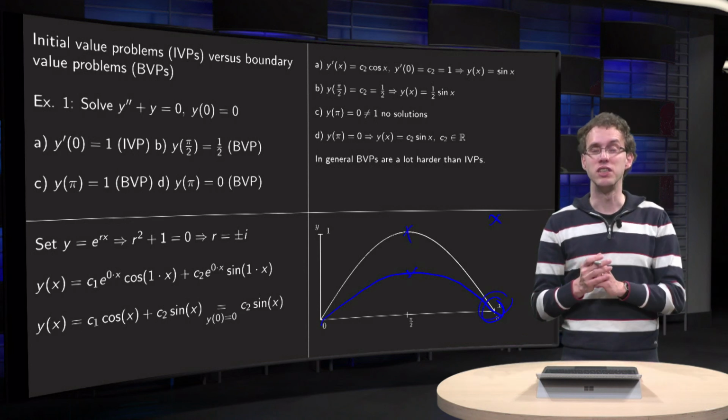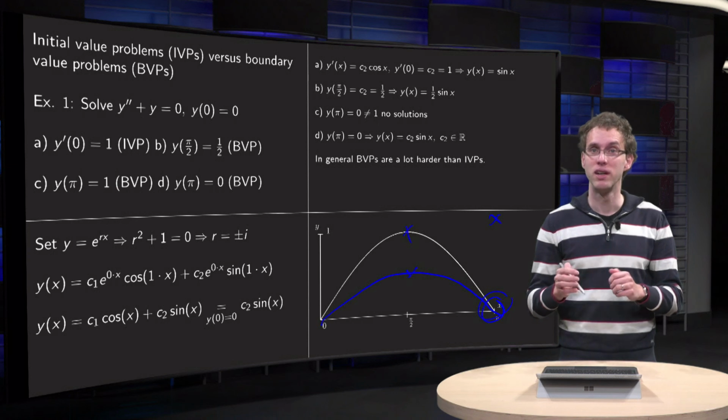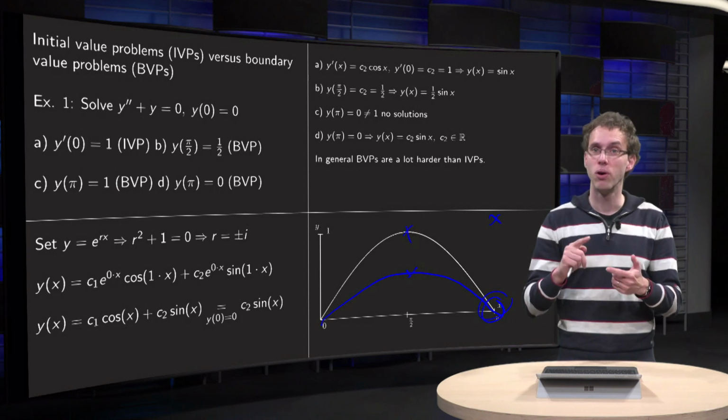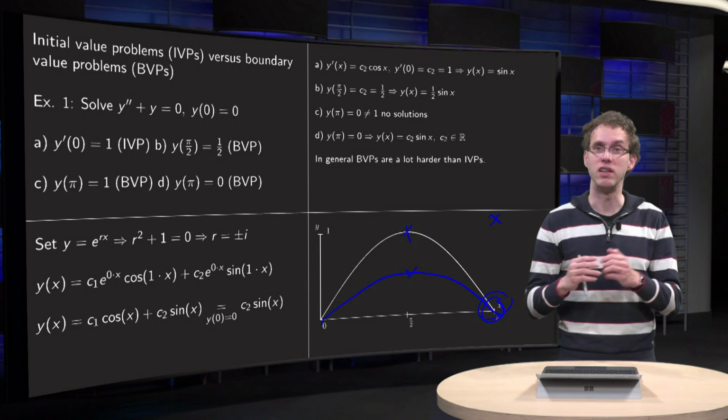Now this is a general feature of boundary value problems. They can have one solution, or no solution at all, or infinitely many solutions.